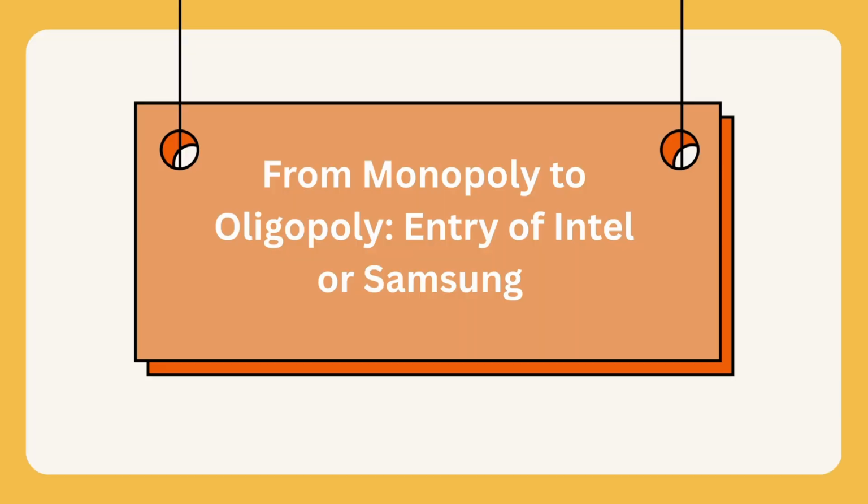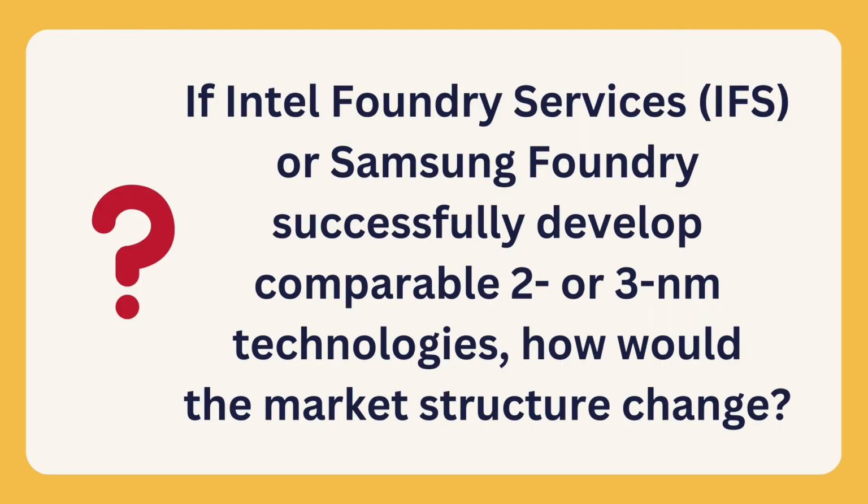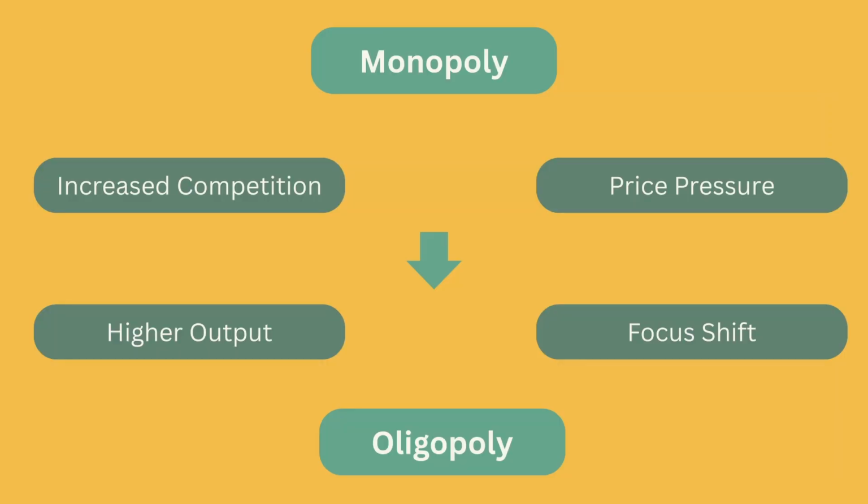Okay, the last question. From monopoly to oligopoly: the entry of Intel or Samsung. If Intel Foundry survives or Samsung Foundry successfully develops comparable 2 or 3 nm technologies, how would the market structure change? If Samsung or Intel successfully develop comparable 2 nm or 3 nm technology, the market will shift from a monopoly, one dominant firm, to an oligopoly, a few large competing firms.